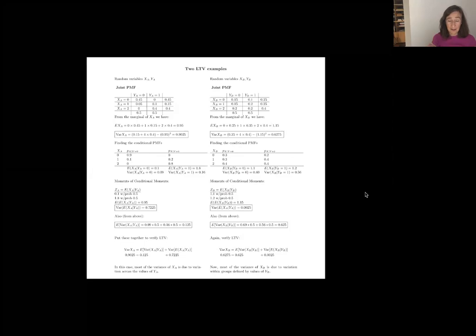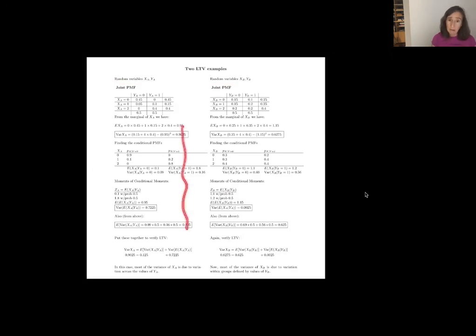Okay, so let's take a look at how that variance decomposition works in the context of two little example random variables that I've come up with to illustrate this business of the variation within groups defined by Y and across groups defined by Y. Okay, so I'm not going to work through every step here. I'd encourage you to do that, to check all the numbers throughout here.